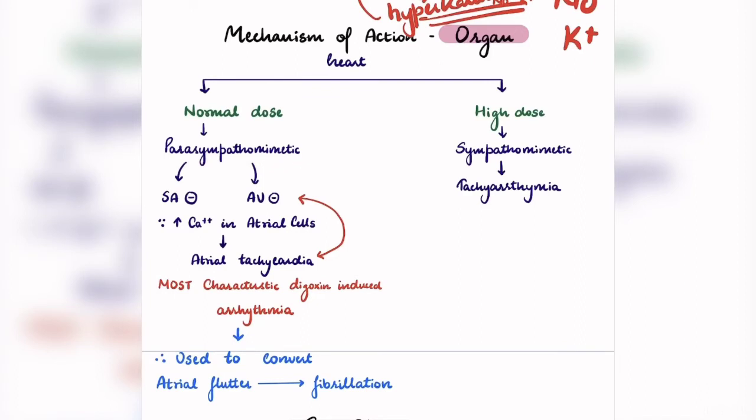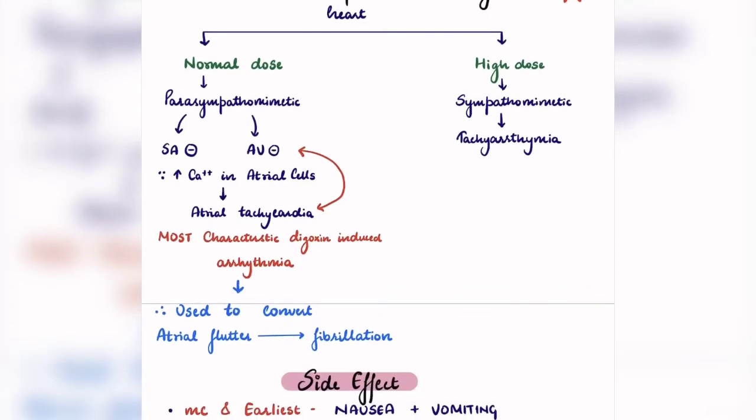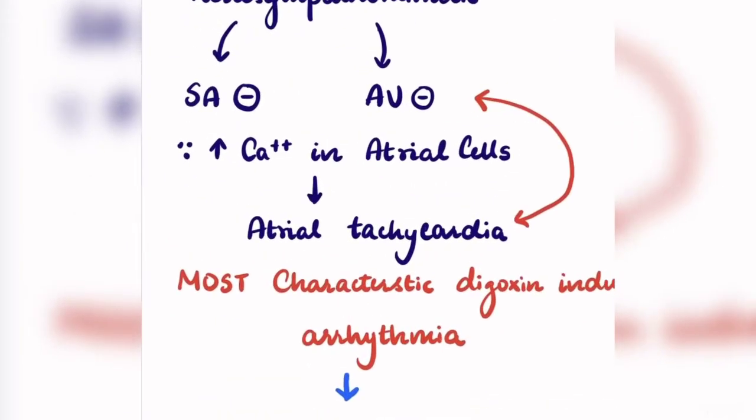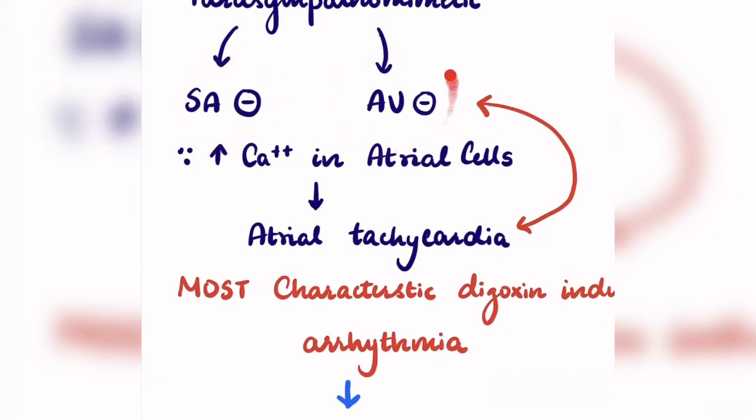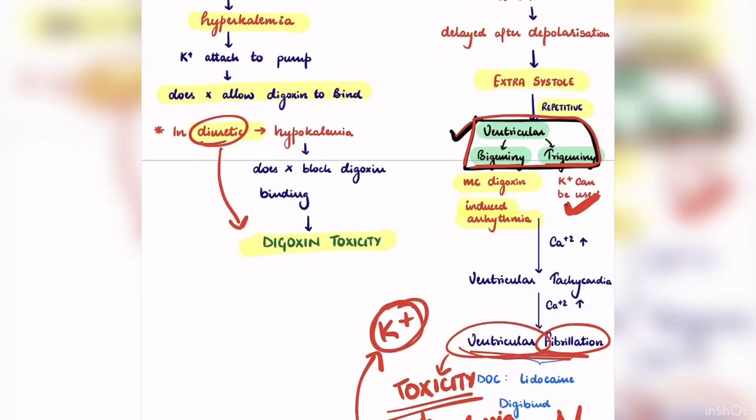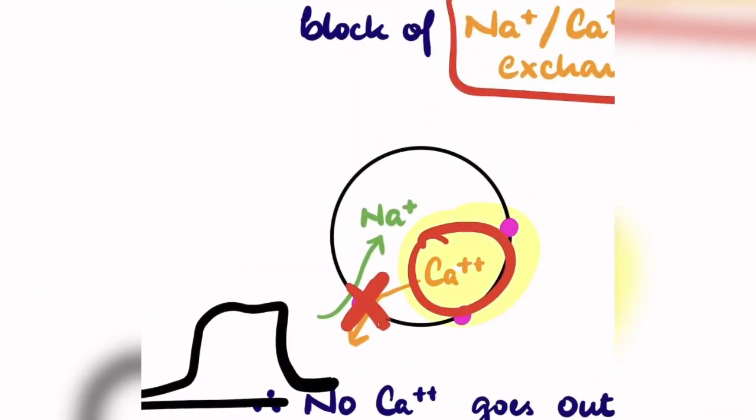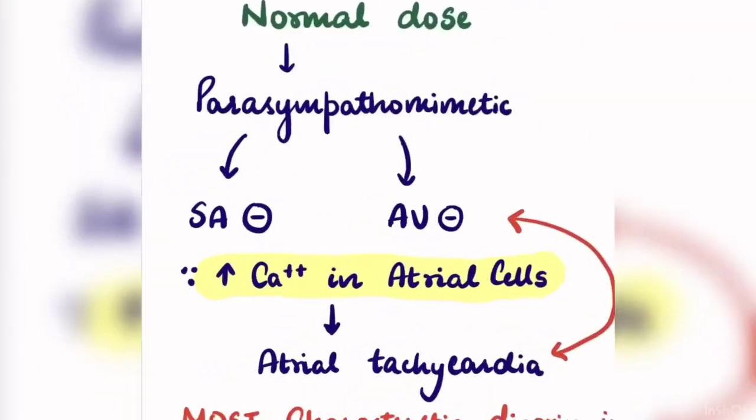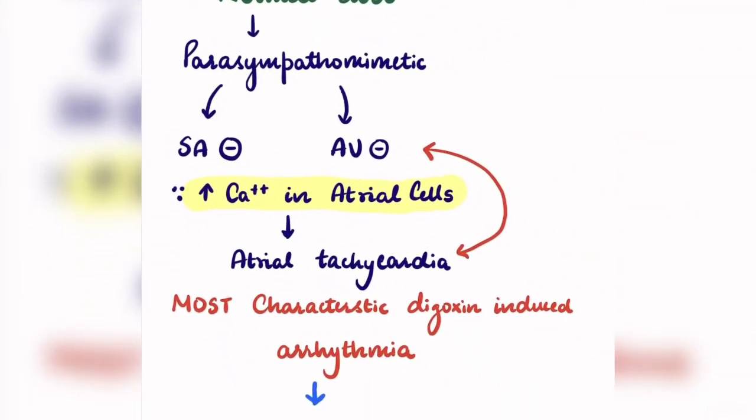What does that mean? Now, parasympathomimetic effect, we know that the parasympathetic system blocks the SA node and also the AV node. Now, what you need to remember is, we know that the AV node and the SA node are blocked, but the calcium is increasing in the atrial cells. We already studied this in the intracellular effect, that the calcium will increase inside the cell. This calcium will further cause atrial tachycardia. Because there's calcium increasing, calcium will cause another extra systole, it will cause atrial tachycardia.